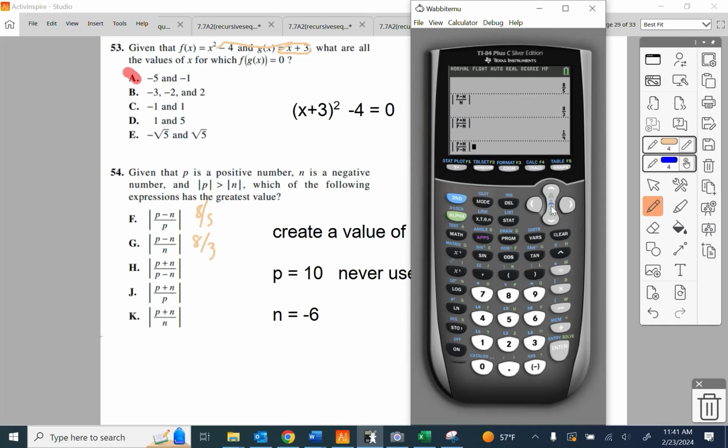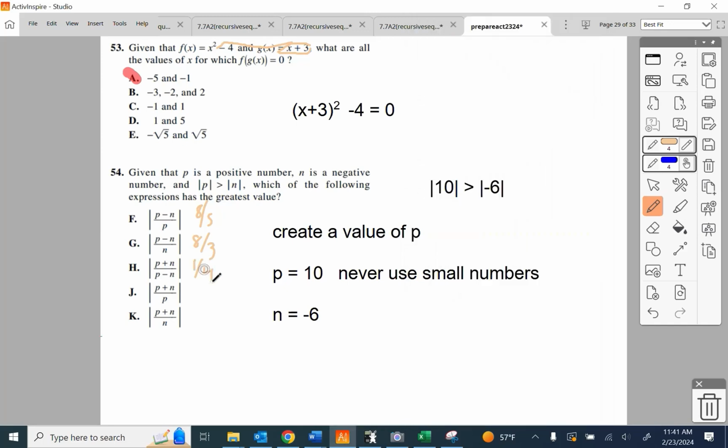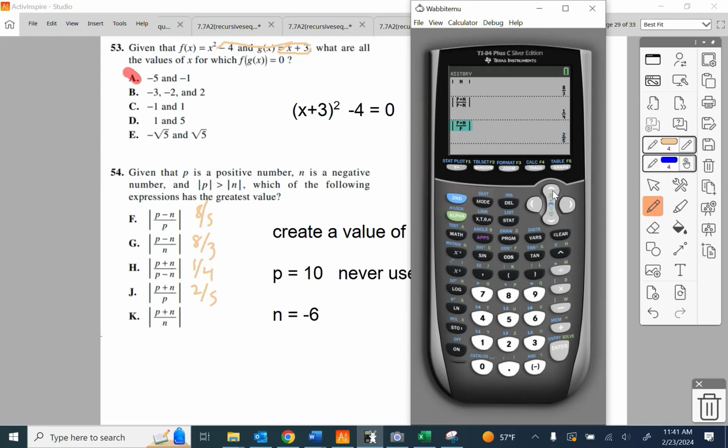Here we have p plus n over p. Delete, delete. 2/5. Let me write those down because I'll forget them. 1/4, 2/5. And the last one's p plus n over n. Which is going to be bigger than 2/5. Or is it going to be negative? It's going to be bigger. Alpha log brings that up. 2/3.